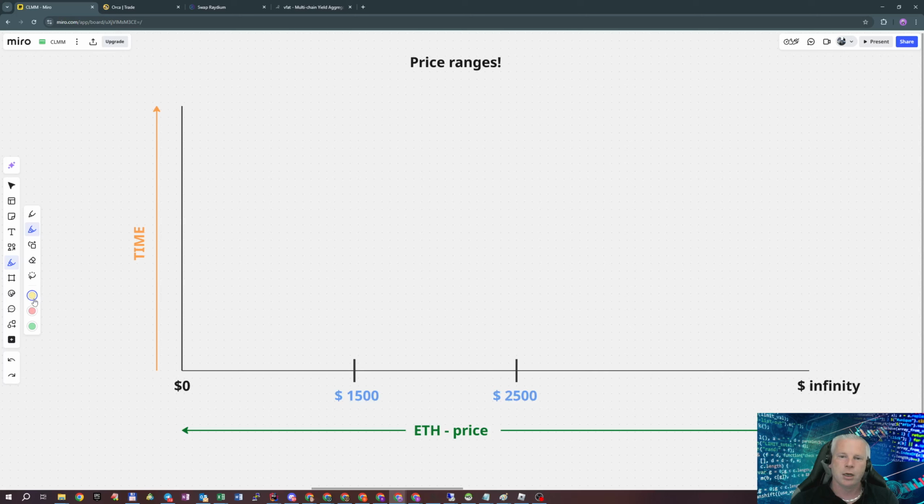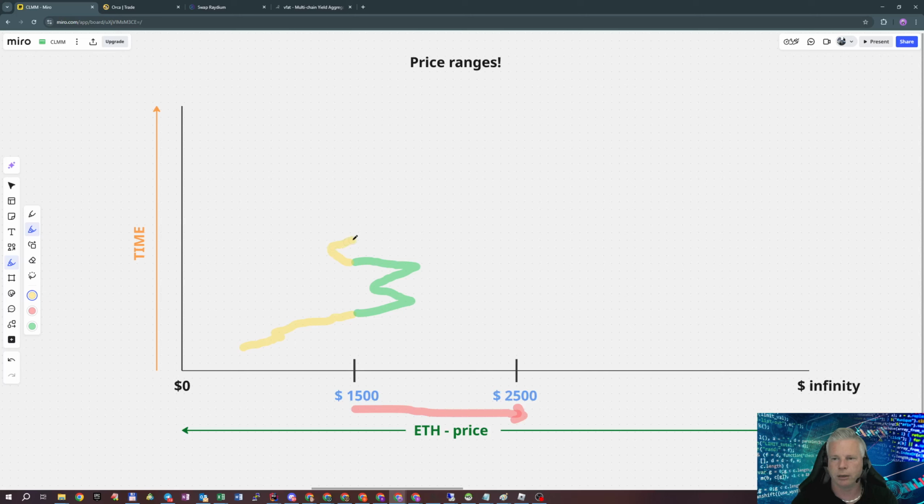But in a CLMM, you are not. Imagine you are setting this price range from 1500 to 2500. So now, if the price is trading here, you are not getting fees. But from here, you will earn fees. If the price goes down below 1500, you will not get any fees.